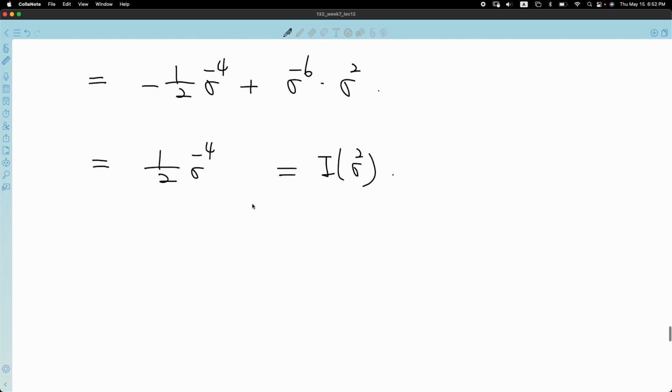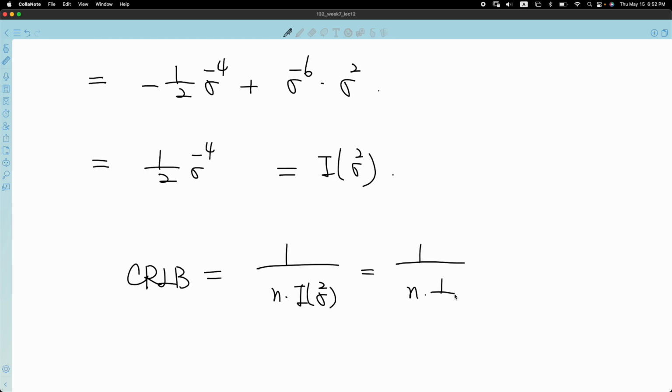We still have time, so let me just do that. So the Cramer-Rao lower bound is equal to 1/n times the inverse Fisher information, equal to 1/n times 1/(1/2 sigma raised to the power of negative 4). This should be equal to 2/n sigma raised to the power of 4, right? Yes. So that's your Cramer-Rao lower bound.